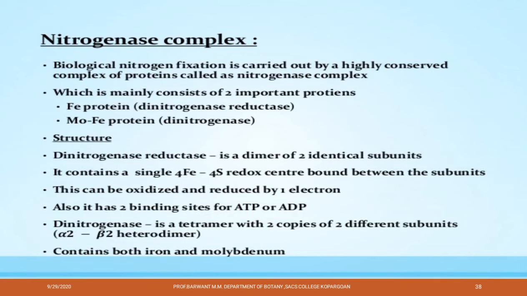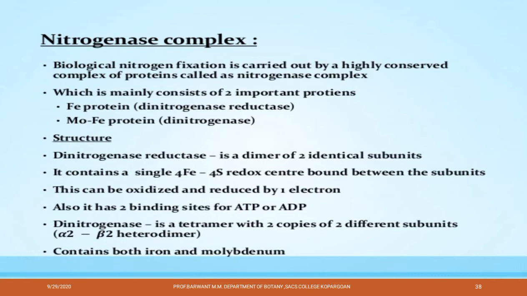Let's see. Biological nitrogen fixation is carried out by a highly conserved protein complex called the nitrogenase complex, which mainly consists of two important proteins, the Fe protein and the MoFe protein. Structure: dinitrogenase reductase is a dimer of two identical subunits that contain a 4Fe-4S redox center bound between the subunits. These can be oxidized and reduced by one electron. Also, it has two binding sites for ATP and ADP.